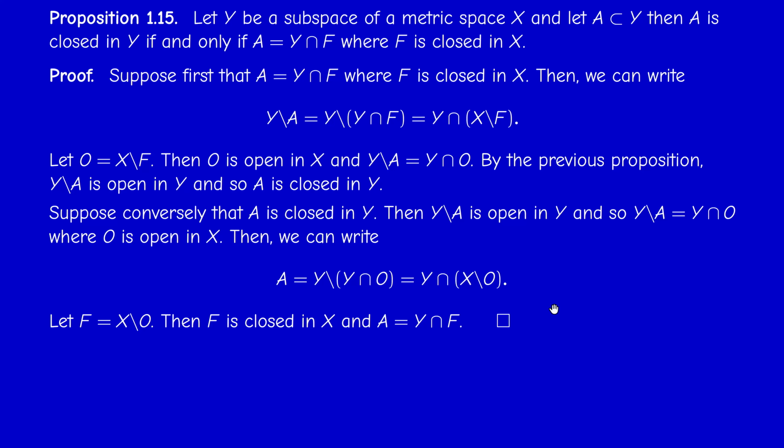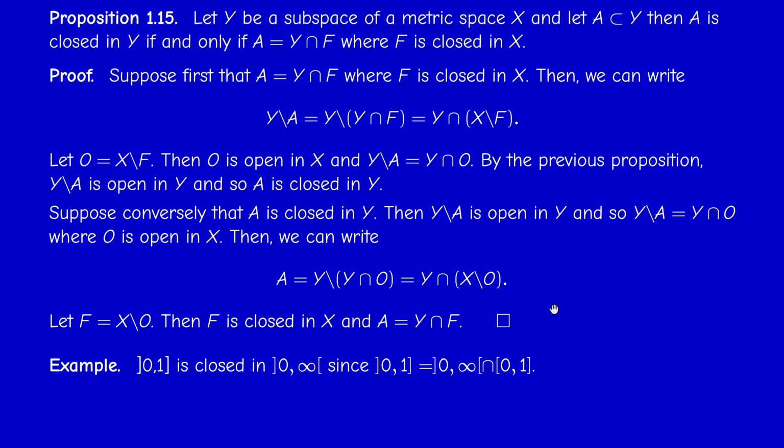Okay, so this concludes the proof of proposition 1.15, and let me end with an example. If we take Y equal to the open interval (0, infinity), A is the semi-open interval (0, 1], open at 0, and X equal to R. Then (0, 1] is not closed in R, as we know, but it's closed in this smaller space because we can write (0, 1] equals (0, infinity) intersected with the closed interval [-1, 1], or also with [-2, 1]. So it's not unique.